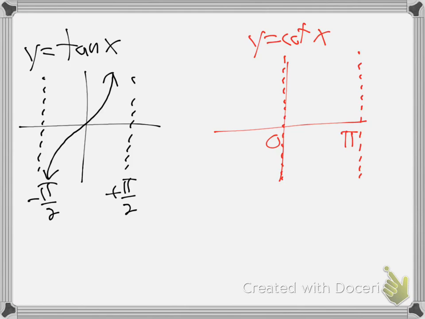And then what does cotangent do in the middle of that? He does a snake again, but it's an upside down snake. He goes like that. So he does the snake upside down. There it is.